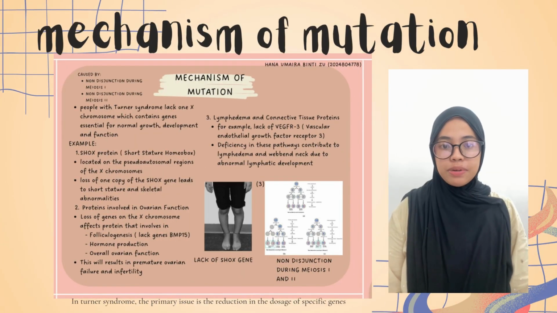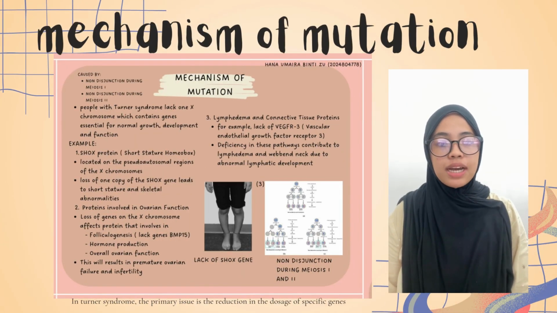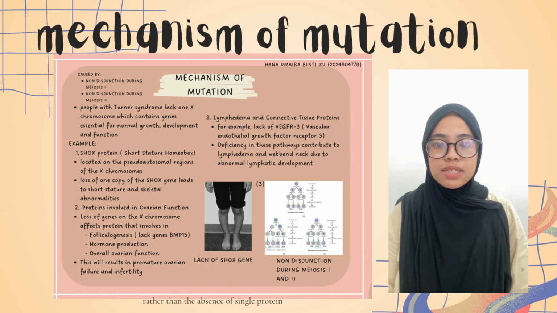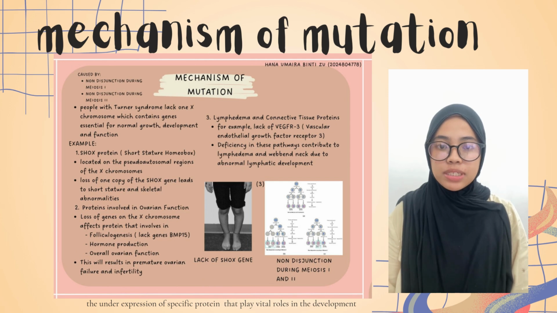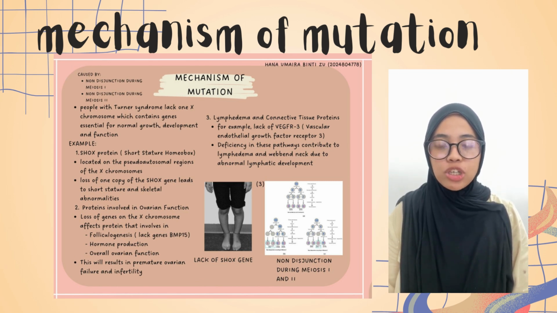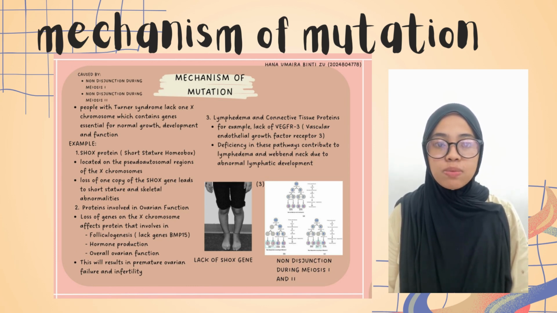In Turner syndrome, the primary issue is the reduction in the dosage of specific genes rather than the absence of a single protein. However, the loss of certain critical genes on the X chromosome leads to the underexpression of specific proteins that play vital roles in development. For example, the SHOX protein, or short stature homeobox protein, is located on the pseudoautosomal region of the X chromosome.